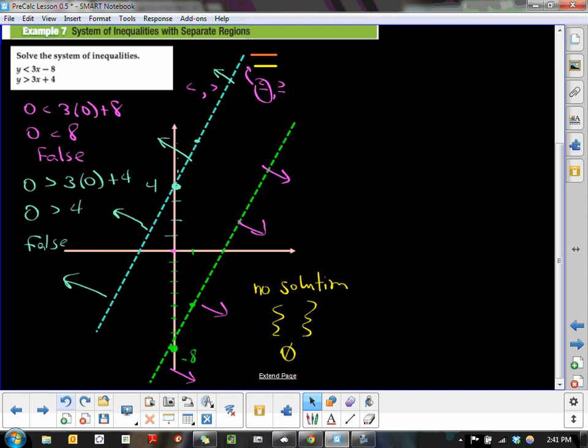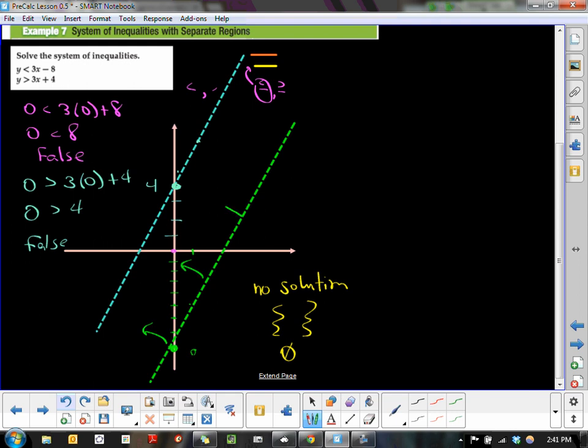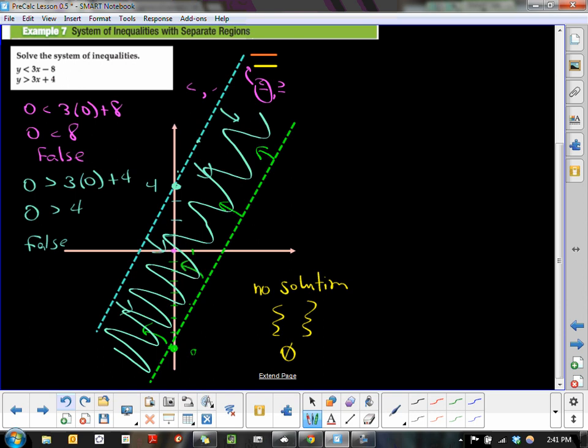Now, just to prepare you for another option, I've also seen them shade both of them to the inside. So rather than being less than there, and greater than there, they might end up shading above here, again just a what if, and then below this line. So just because you have a parallel set of lines doesn't mean you may not have solutions. Then your solutions are only in here. Okay, so that's another what if.